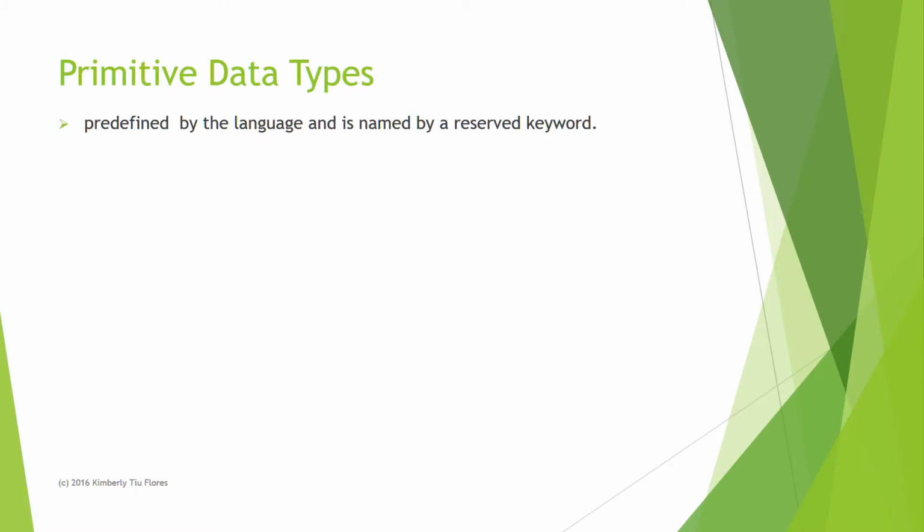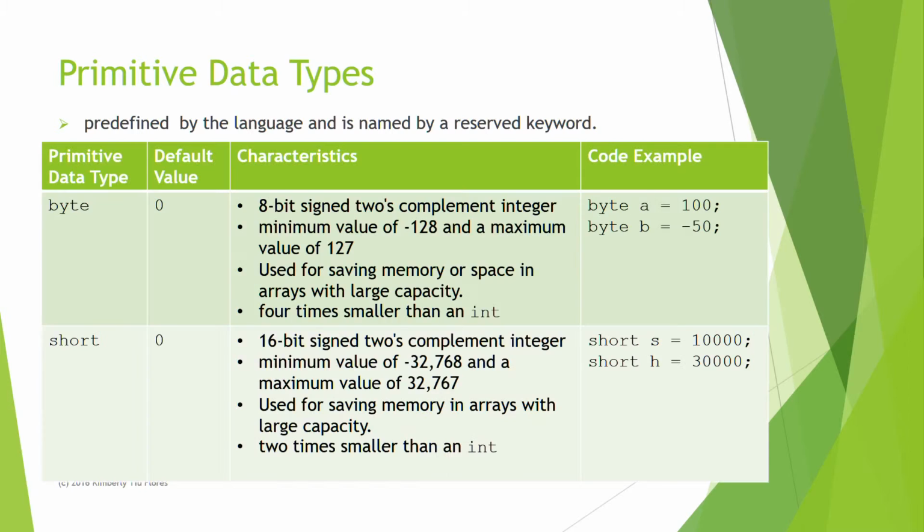Since you know how to declare and instantiate variables, let us now learn about the primitive data types of Java. Java's 8 primitive types are predefined by the language and are named by a reserved keyword. The following is a table for the primitive data types with their default values, characteristics, and code example. Note that a default value is assigned by the compiler when a variable is declared and does not have a value.